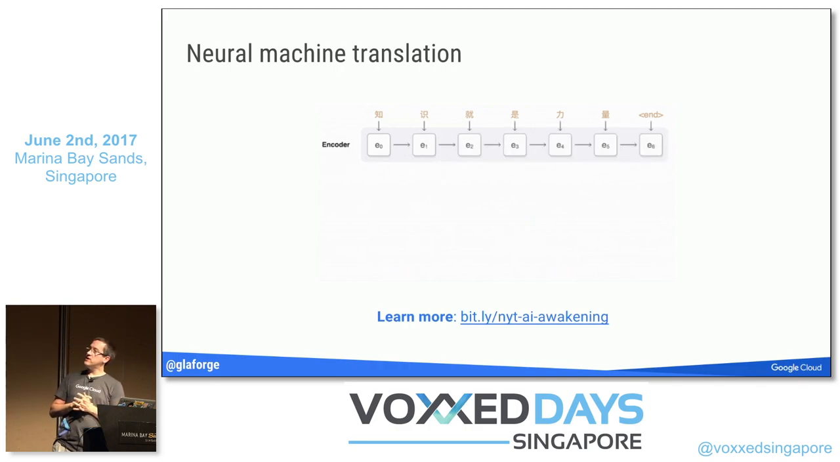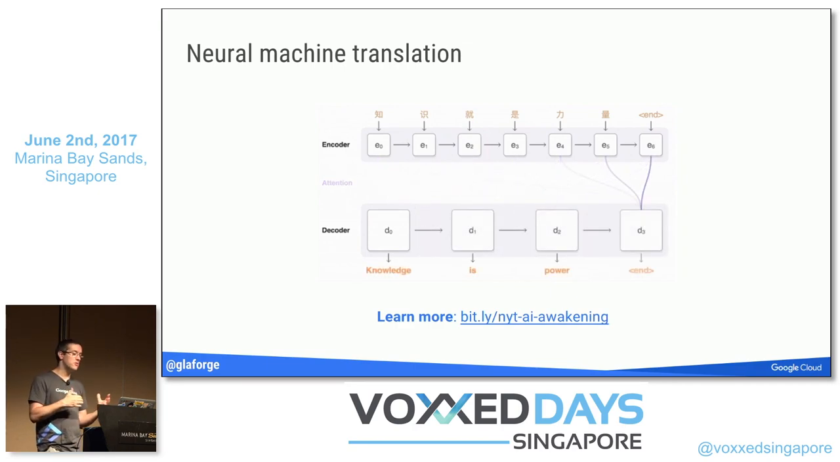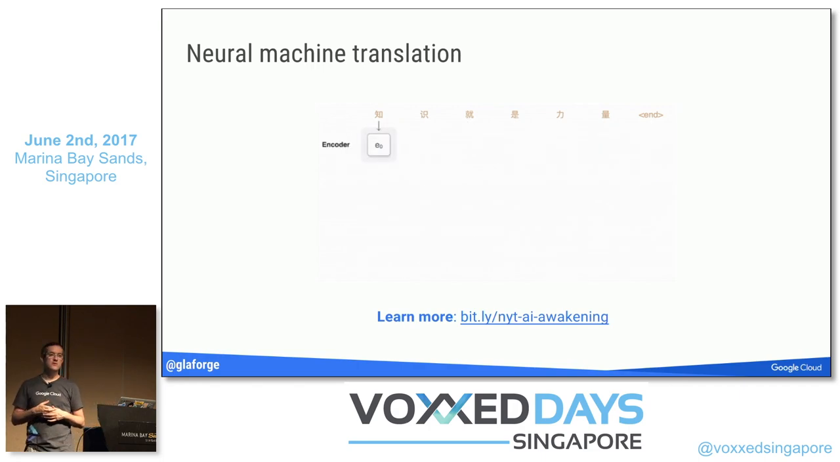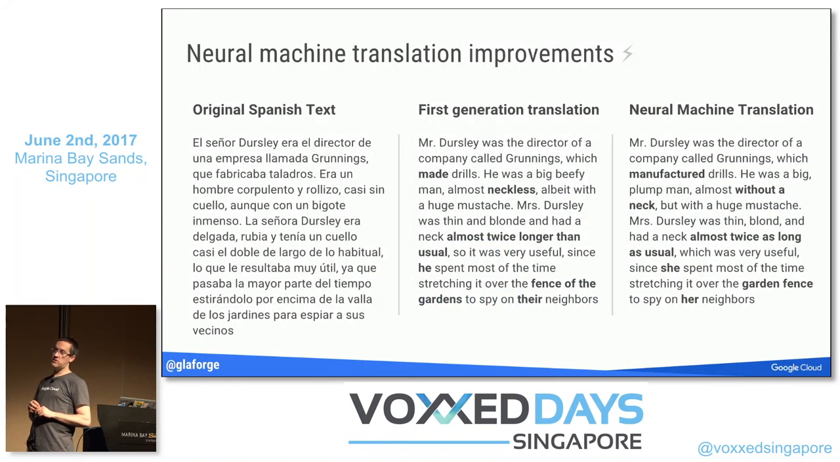And this very quickly, compared to the many years that had been spent improving the statistical model that was used before, in a matter of 6 months, they had completely redone the translation, with much improved translations. For example, here in this text, again from Harry Potter, let's say the Spanish existing translation, the first generation translation in the middle, which was using the statistical model, versus the neural machine translation. For example, things like the company of Mr. Dursley manufactured drills instead of making drills, or instead of necklace, which is not quite correct, it's without a neck, etc.